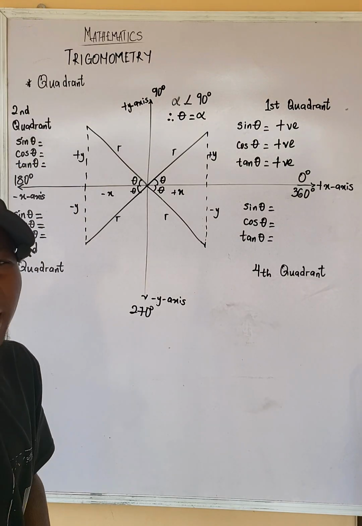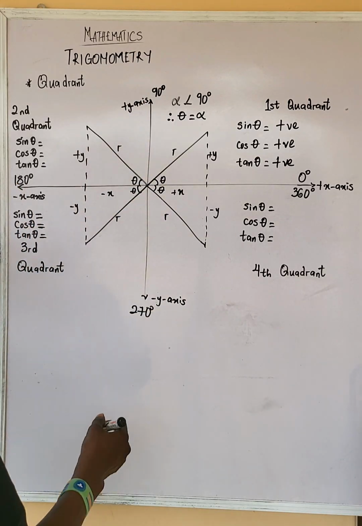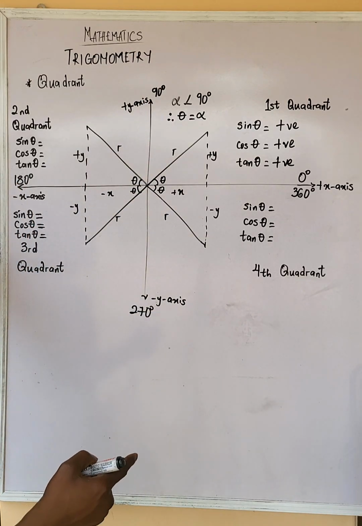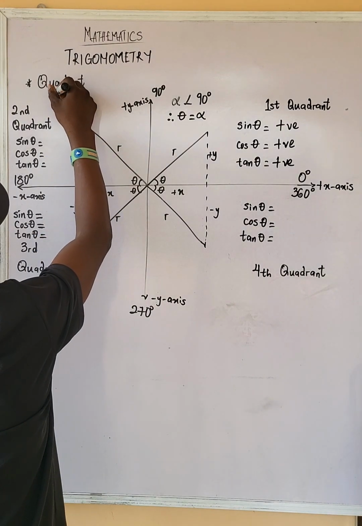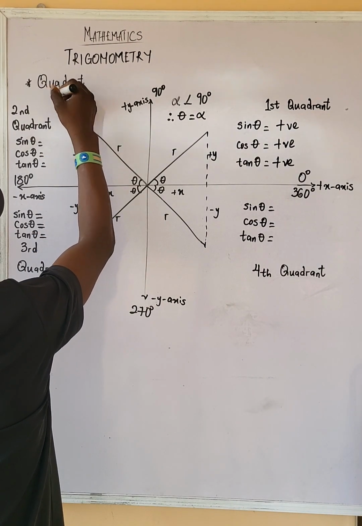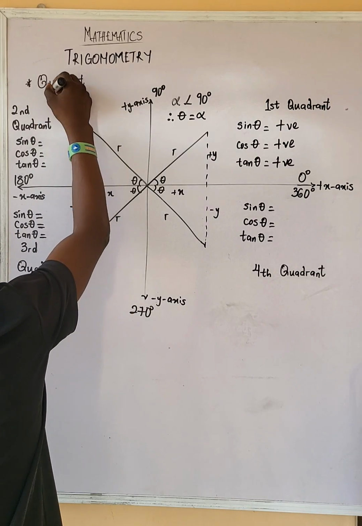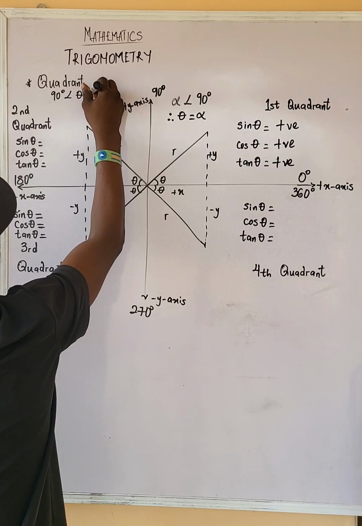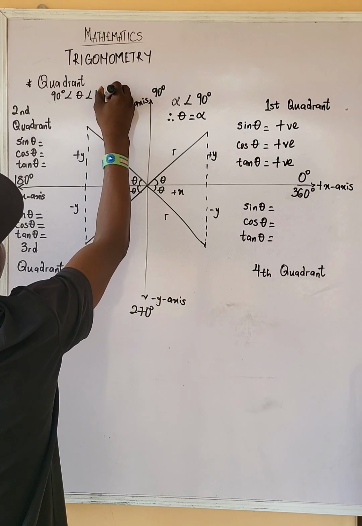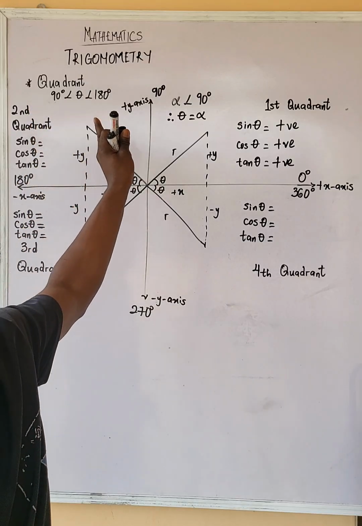Now let's come to the second quadrant. How do you know anything that falls on the second quadrant? If it falls between 90 degree to 180 degree. So what are we trying to say in this second quadrant? It means the angle theta is greater than 90 degree and less than 180 degree. So anything that falls between 90 to 180 degree falls on the second quadrant.